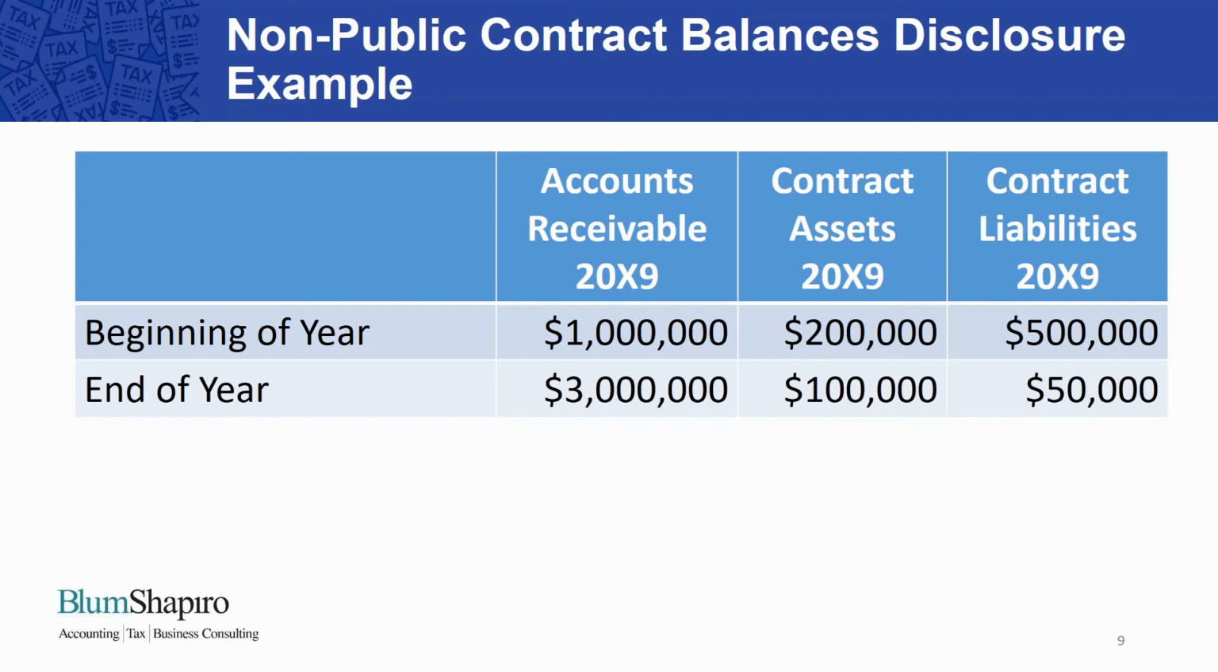For the most part, this information may be included in a balance sheet. It may be included in other areas of the financial statement. If that's the case, a separate disclosure is not required. But if that information is not included elsewhere in the financial statement, a separate disclosure will be required.